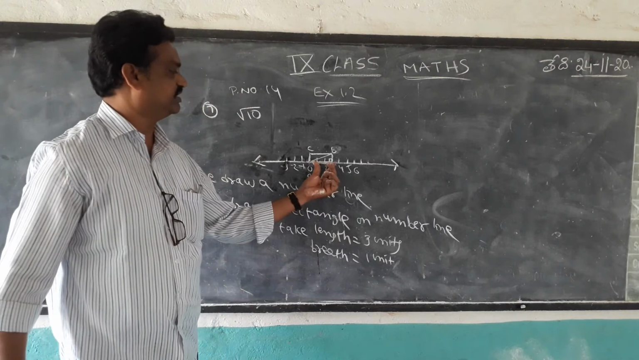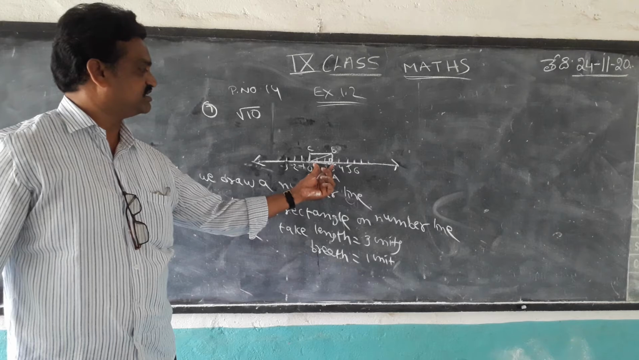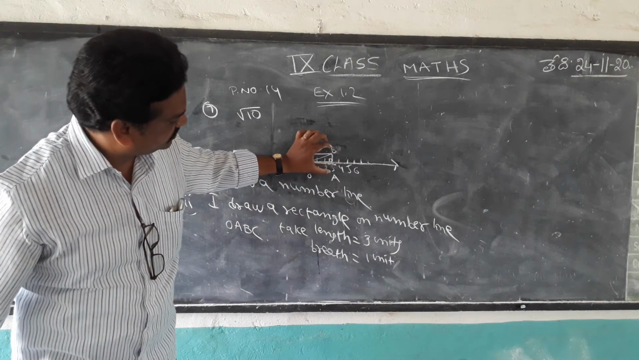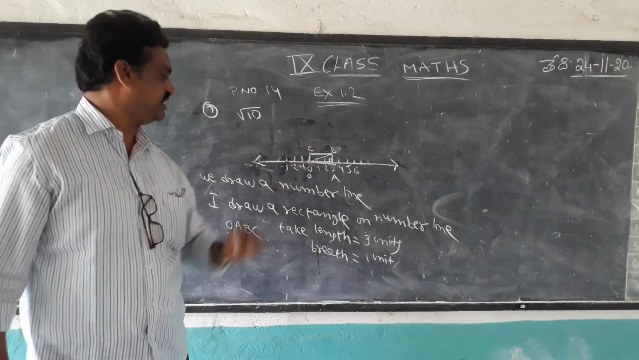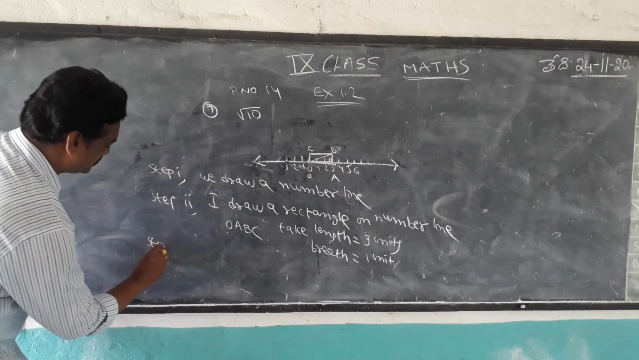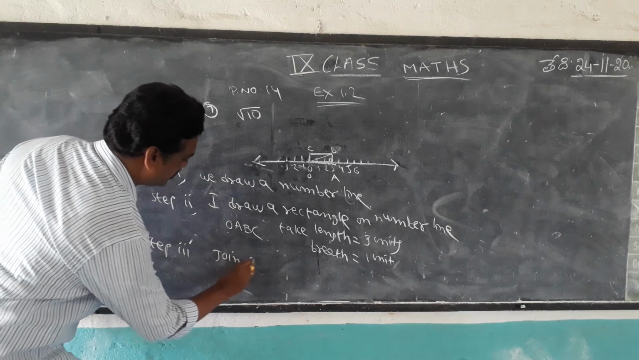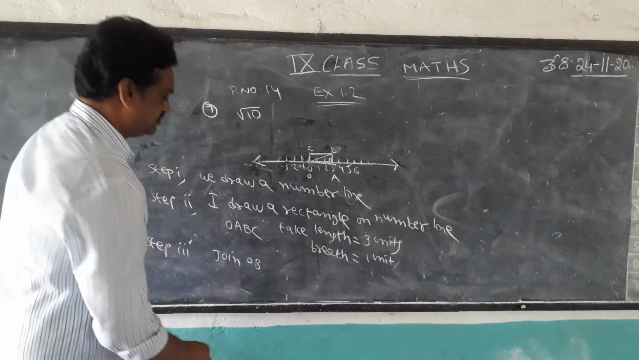L is equal to 3. In a rectangle, opposite sides are equal. OA is 3, BC is also 3. Breadth is 1, AB equal to 1, therefore the opposite side OC is also 1. OABC is a rectangle. Step 3, join OB. OAB is a right angle triangle.